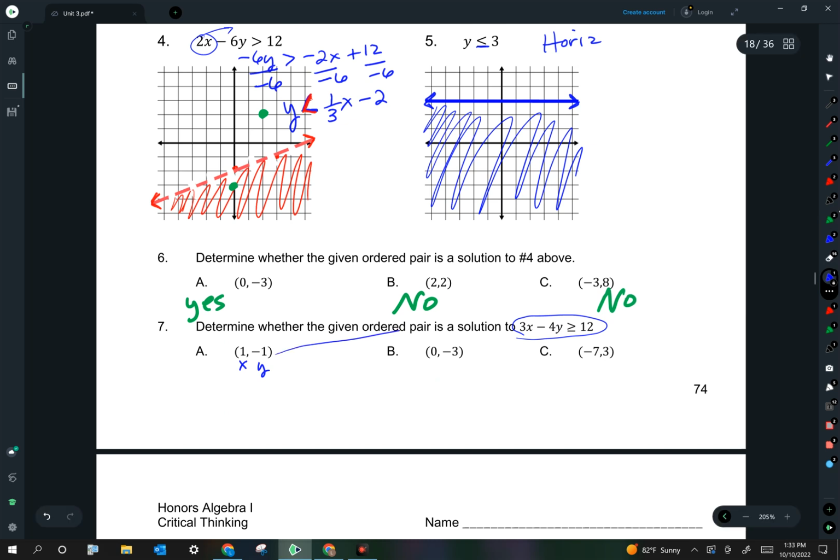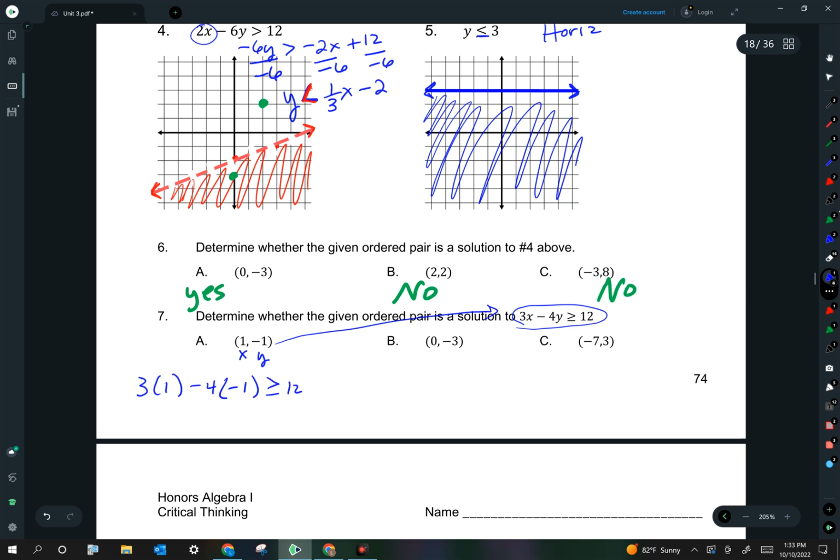If I'm going to plug in a 1 for x and a -1 for y into that equation, I'm going to have 3 times 1. And then it says -4y, so -4, in place of y I'm going to put -1, and then the equation says greater than or equal to 12. So let's see if this is true. Is 3, and then -4 times -1 is going to become a +4. Is 3 plus 4 greater than or equal to 12? Well, no, 3 plus 4 is 7. That is not true, so this is a no.